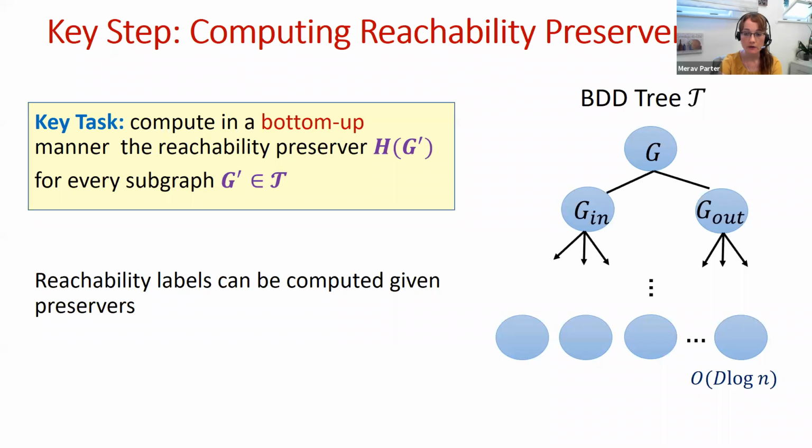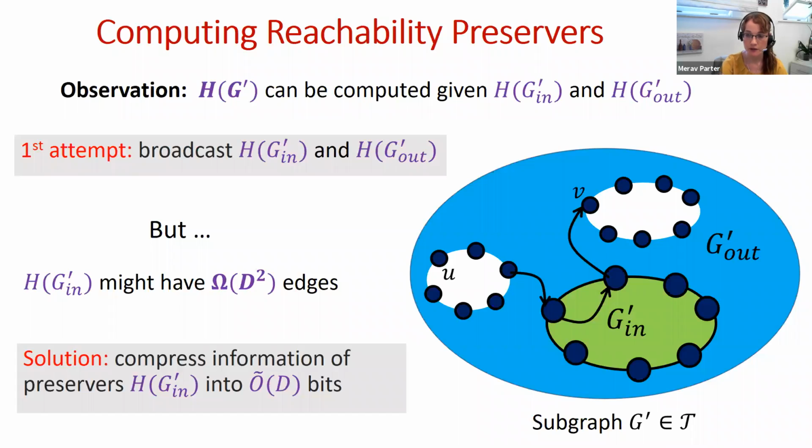Okay, so we are going to do it in a bottom-up manner. Okay, we are looking at the leaf level. At the leaf level, everything is easy because we have a collection of leaf nodes. They can just collect the entire leaf subgraph information and compute the preserver. But in every inductive step of the recursion, we have the following scenario. We have this parent subgraph G prime that has two child subgraphs, G prime out and G prime in, and we assume that we have already computed H of G in, the preserver of G in, and the preserver of G out. Okay, the nodes of these subgraphs, they know it. Our goal is now to compute the preserver of G prime.